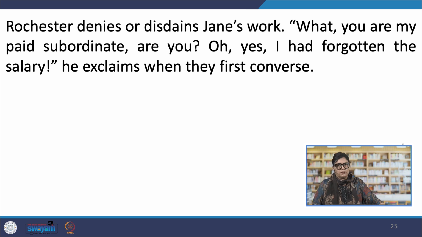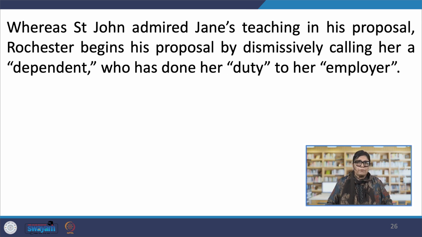"What, you are my paid subordinate, are you? Oh, yes, I had forgotten the salary," he explains when they first converse. Whereas St. John admired Jane's teaching in his proposal, Rochester begins his proposal by dismissively calling her a dependent who has done her duty to her employer. In this proposal, he sneeringly uses vocational language only to goad Jane into the romantic rhetoric the scene actually demands.